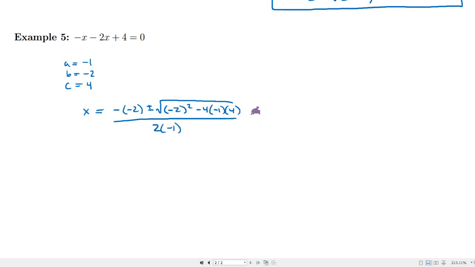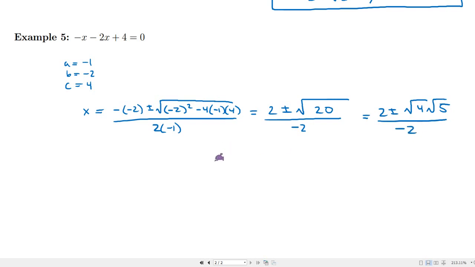Okay, so what is this? So this is 2 plus or minus square root of, that'll be 4, and that'll be plus 16, so that'll be square root of 20 over negative 2. And 20 is not a perfect square, but we could factor that as square root of 4 times square root of 5 over negative 2. And so then we have x is 2 plus or minus 2 root 5 over negative 2.